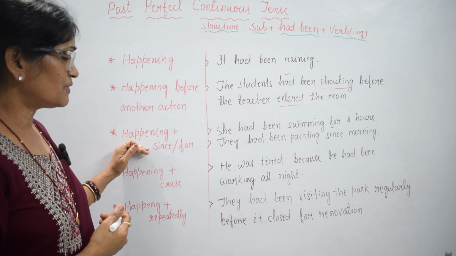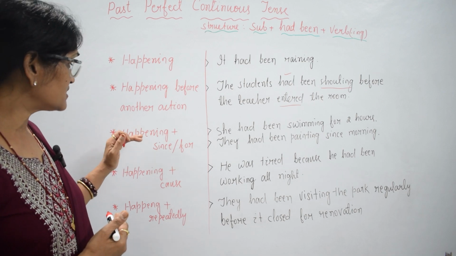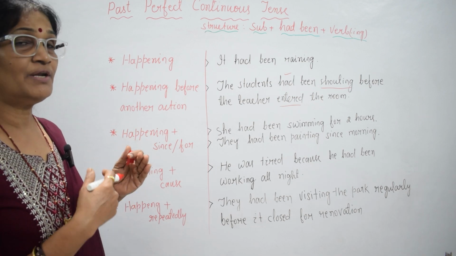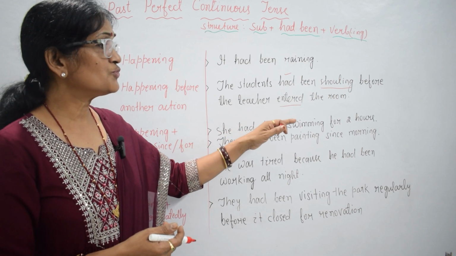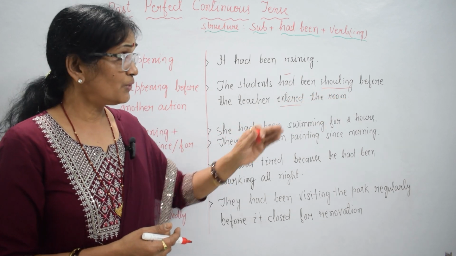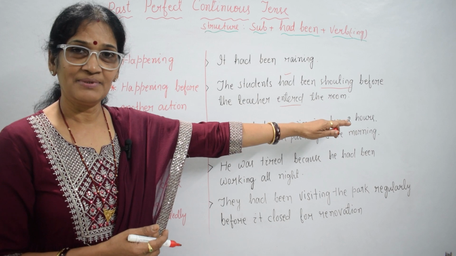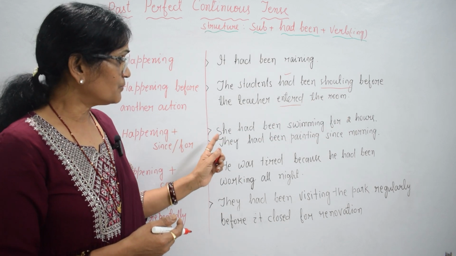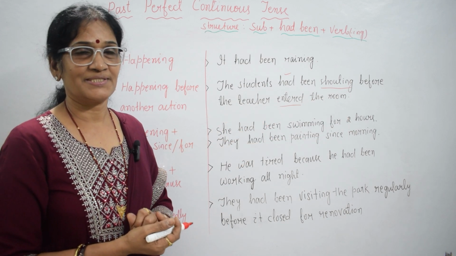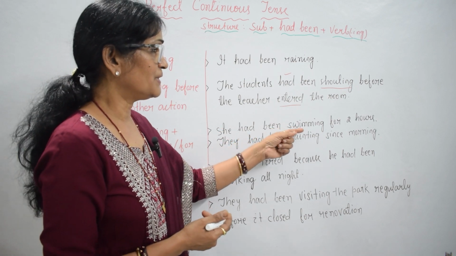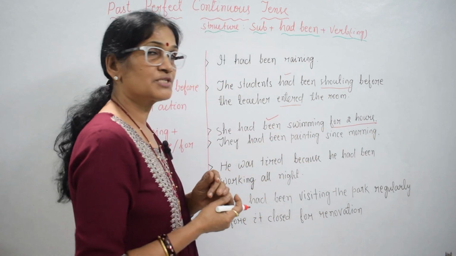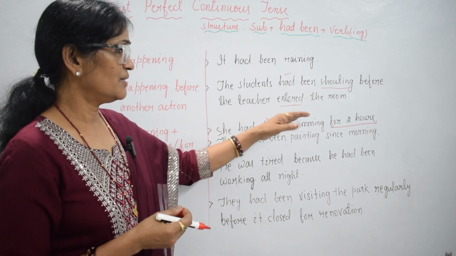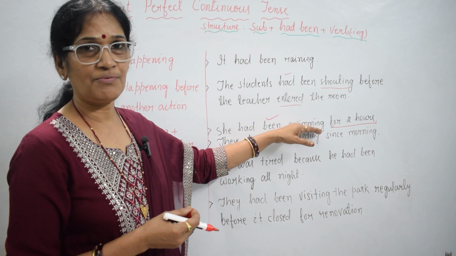We use past perfect continuous tense when something was happening for a period of time. She had been swimming for 2 hours. To emphasize the period of time, okay, we use past perfect continuous tense. She had been swimming for 2 hours. This is the period of time. The construction: past perfect continuous, had been plus the present participle form of a verb.